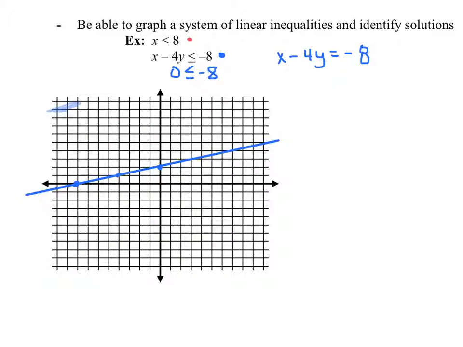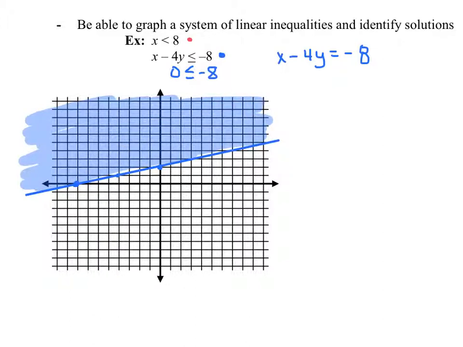So that would get shaded over here. So if this were one inequality and not a system, the solutions would be all along the blue line and then also in the shaded region.